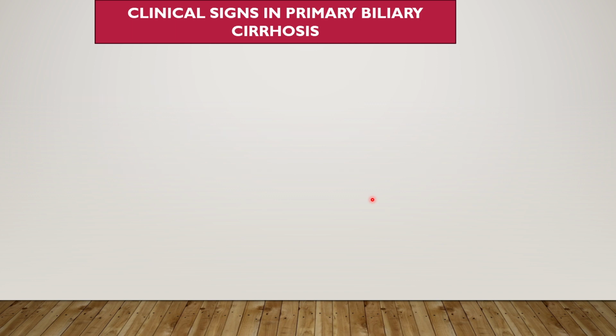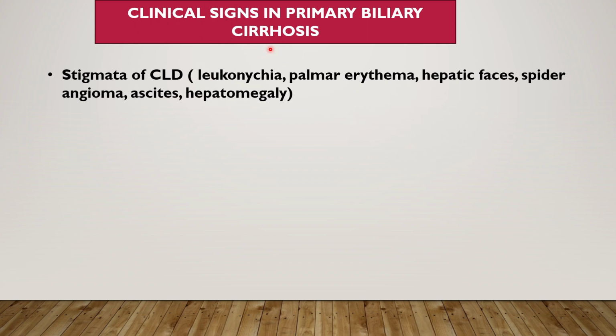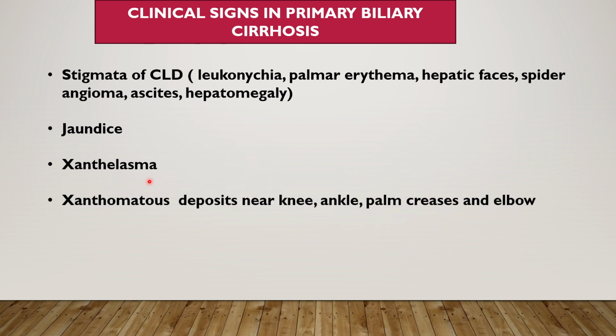Now, clinical signs in primary biliary cirrhosis, they are: patient will be young female mostly. There will be stigmata of chronic liver disease, which we discussed in the previous slide. There will be jaundice. There will be xanthelasma around the eyes. There will be xanthomatous deposit near knee, ankle, palmar creases, and elbow.